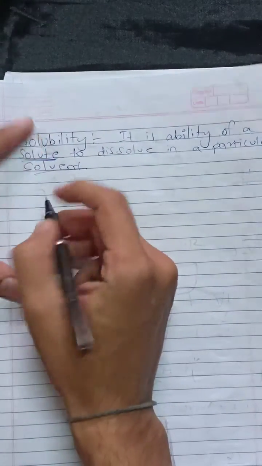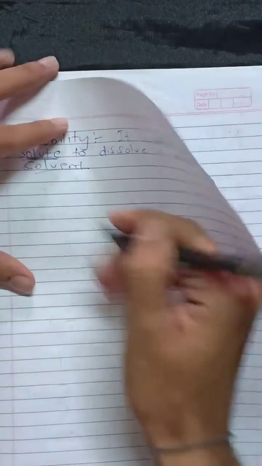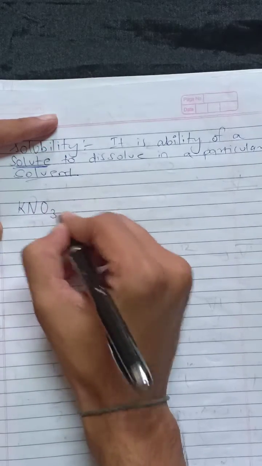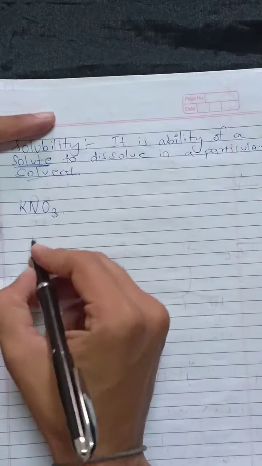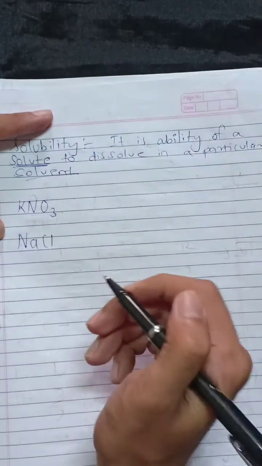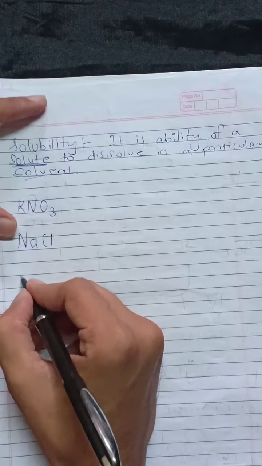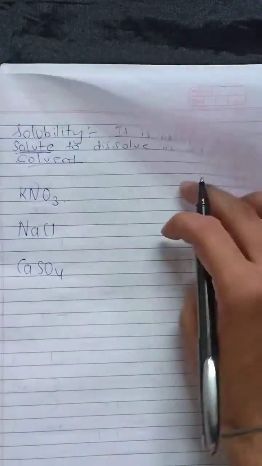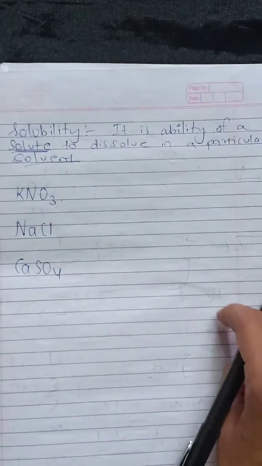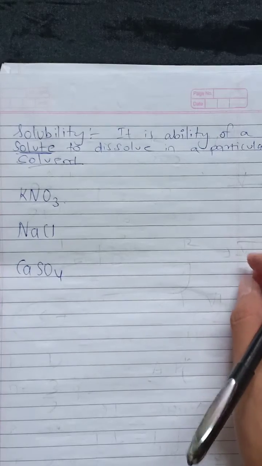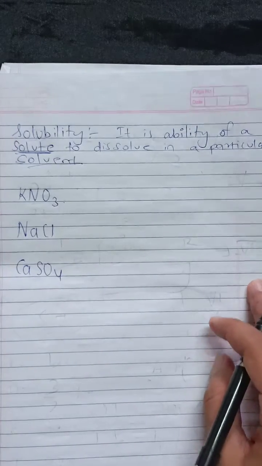So basically there are three solutes which I am going to take up the name of. KNO3, then there is one more salt, NaCl, and one more, that is calcium sulfate. So you just have to remember the name. Don't go so deep in this part because this solubility curve is a 12th standard part, but as you are in your 9th standard you don't have to learn about this part.